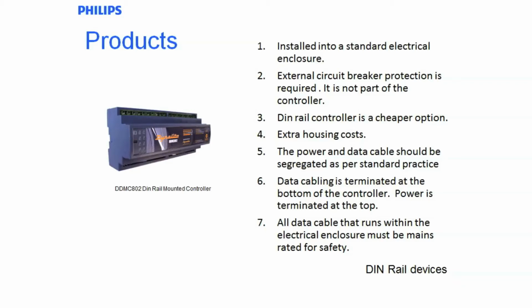More importantly, because we now have power and data fairly close to each other, you have to spend a lot of time making sure you abide by correct cabling practices. Make sure you have the correct segregation between the mains power cable and the data terminations. Data cabling on all of these controllers is always terminated at the bottom, and any of the products that has mains cabling is terminated at the top. So bottom of the controller for data, top for mains.